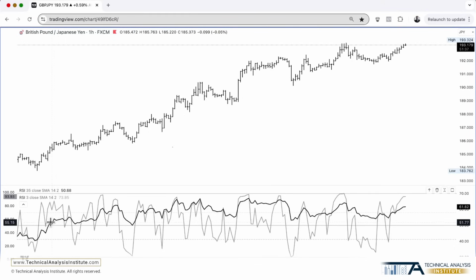But that is not enough. We need the RSI to move up and hold above. Like here, you can see that in the retracement that happened there, the RSI held. And when that happens, we can now consider that the trend has changed.